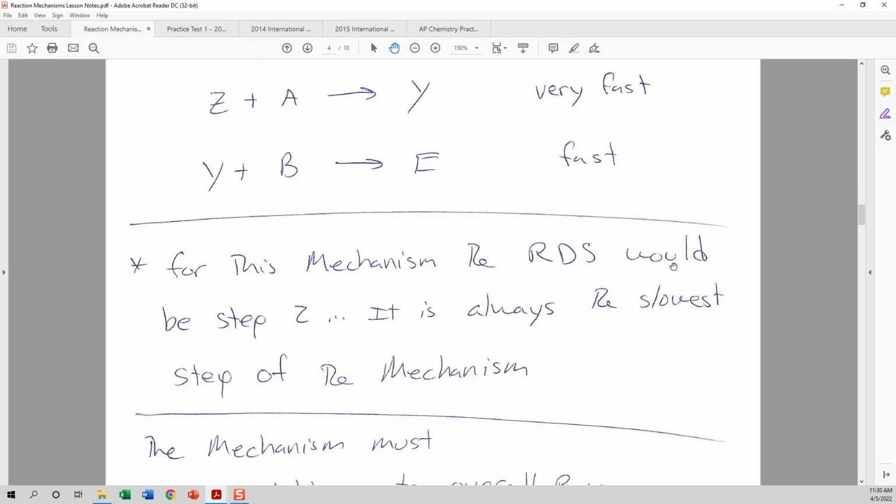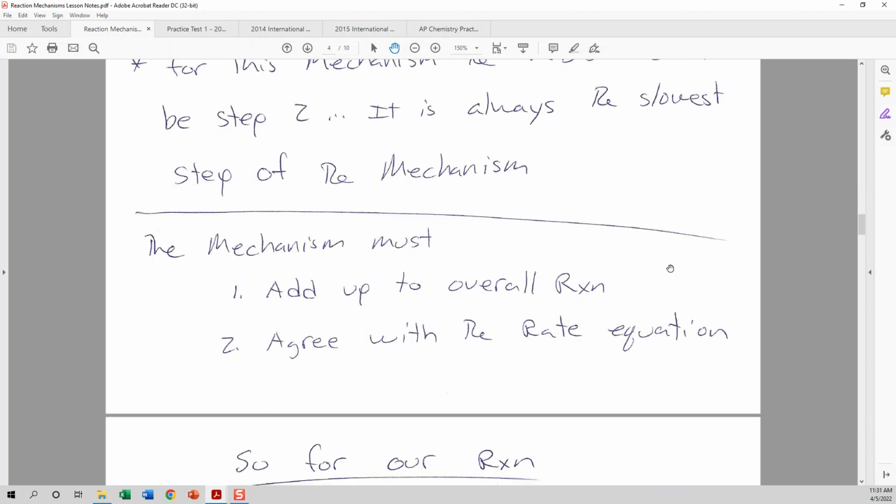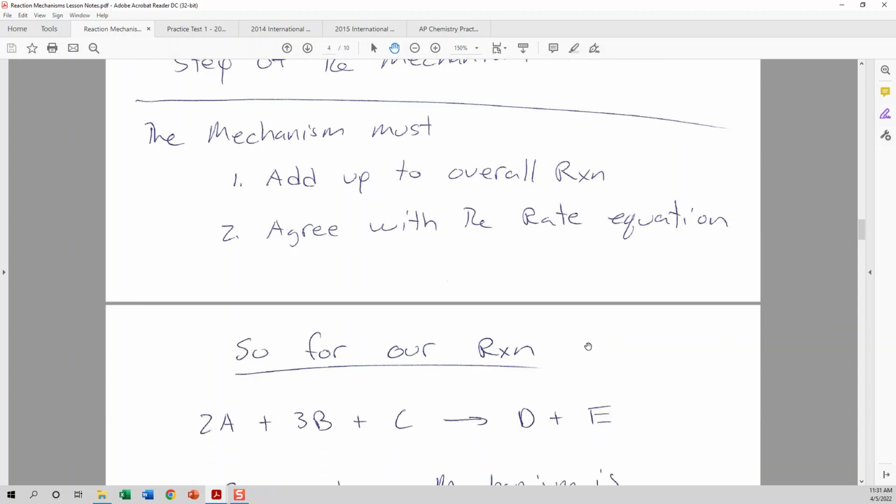All right. So 2 things must be true about a reaction mechanism. The steps have to add up to the overall reaction, right? So if you have some intermediates, they have to completely cancel out. When you add them up, kind of like you're doing a Hess's law problem, when you're adding up the equations, they have to add up to the overall reaction. And then they also have to agree with the rate law for the reaction.